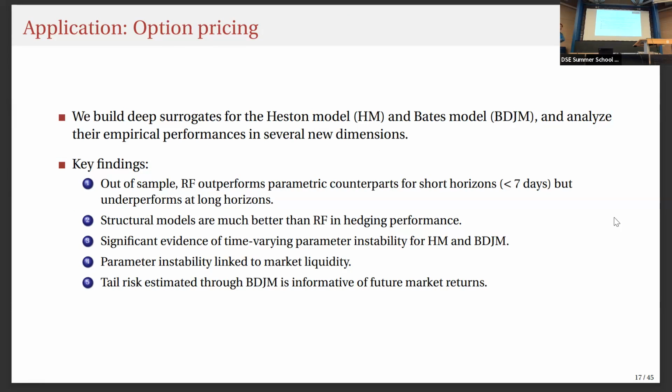I'm going to try to do some empirical analysis with the surrogate model to just flex our muscles and show that we can do this. There are some additional interesting results from that, but that's not the key point of this.